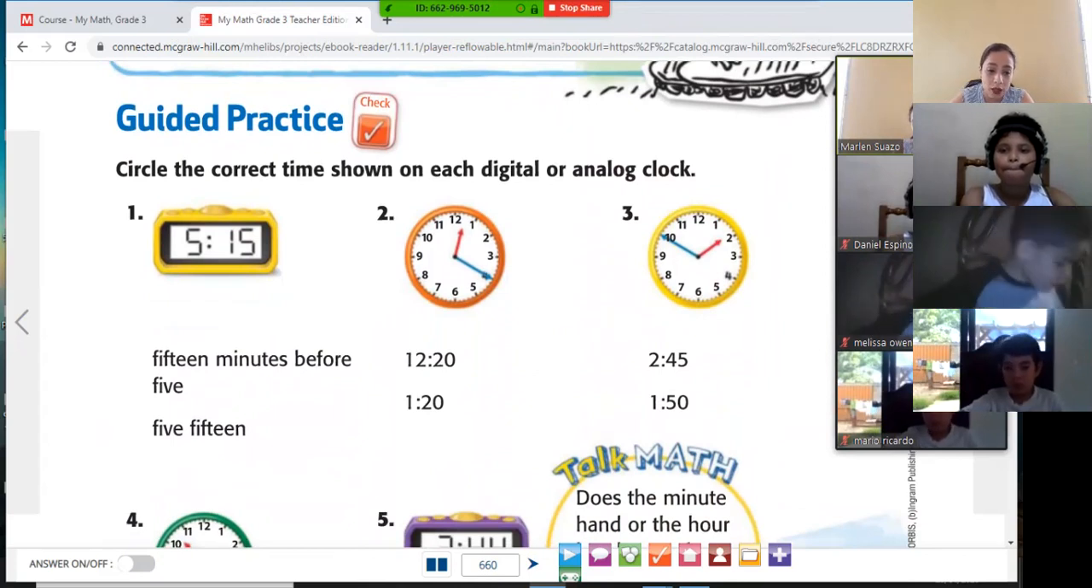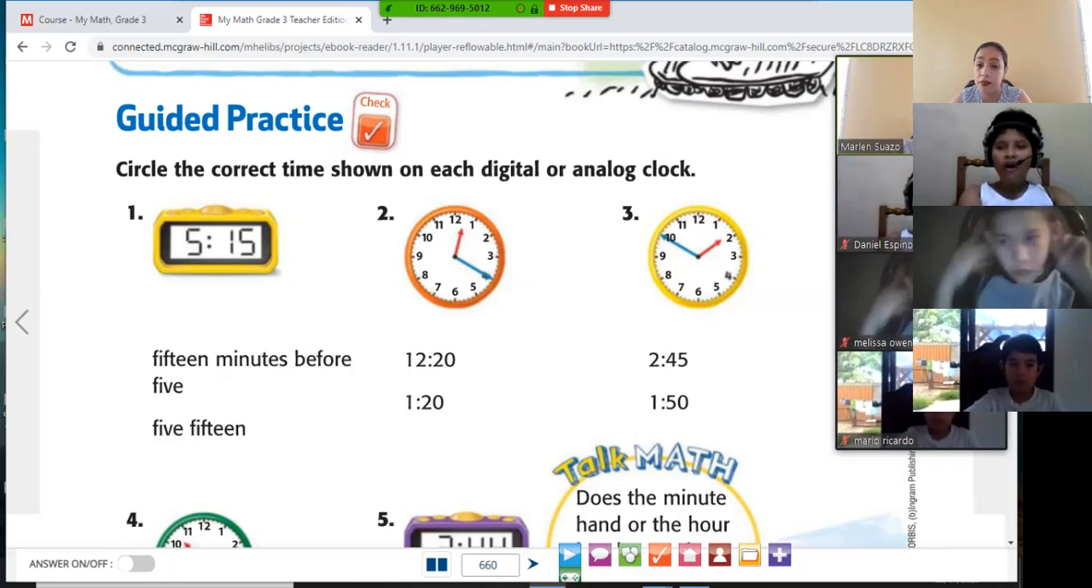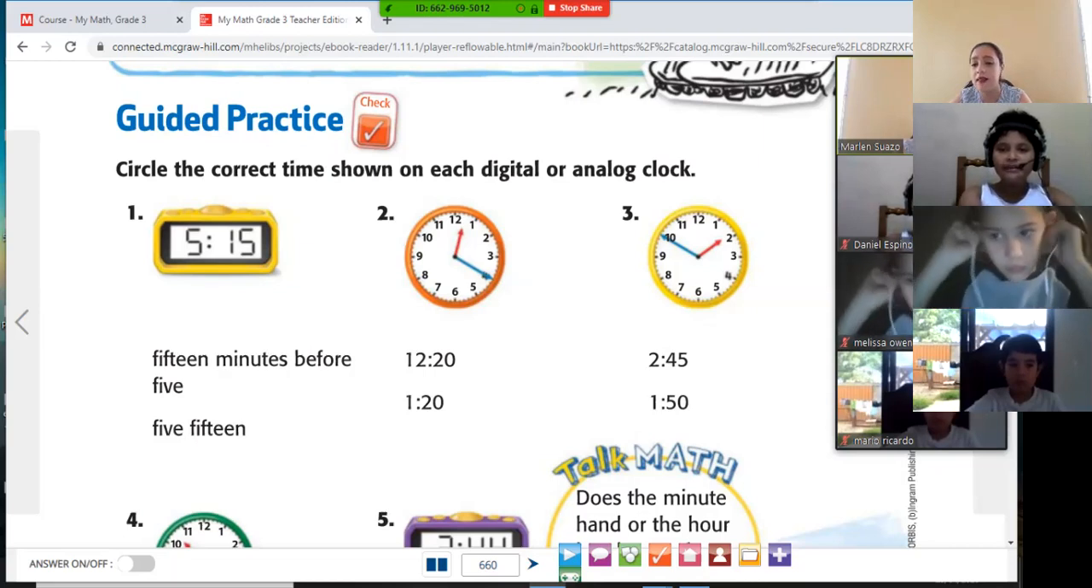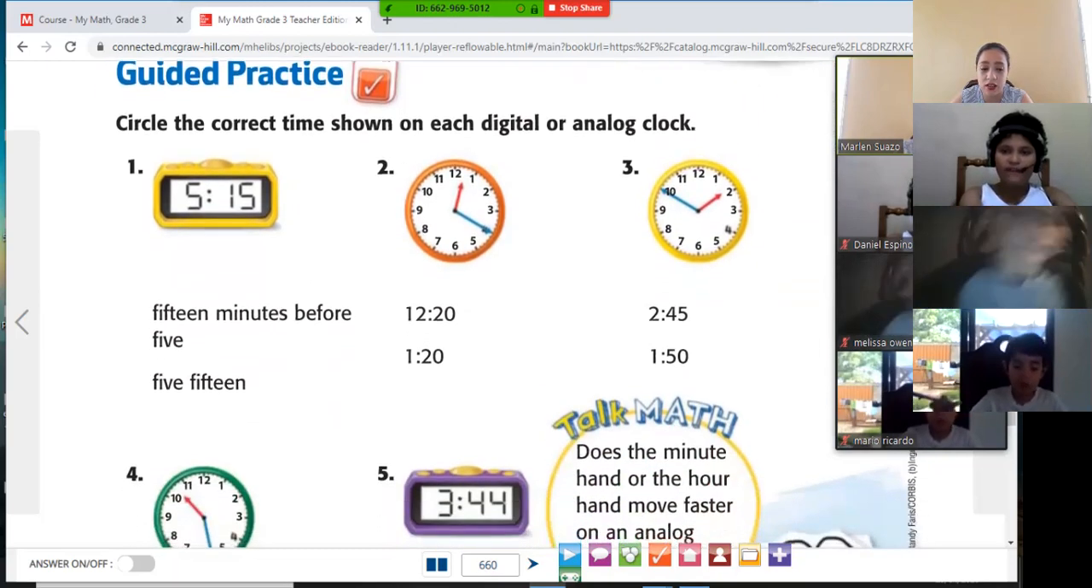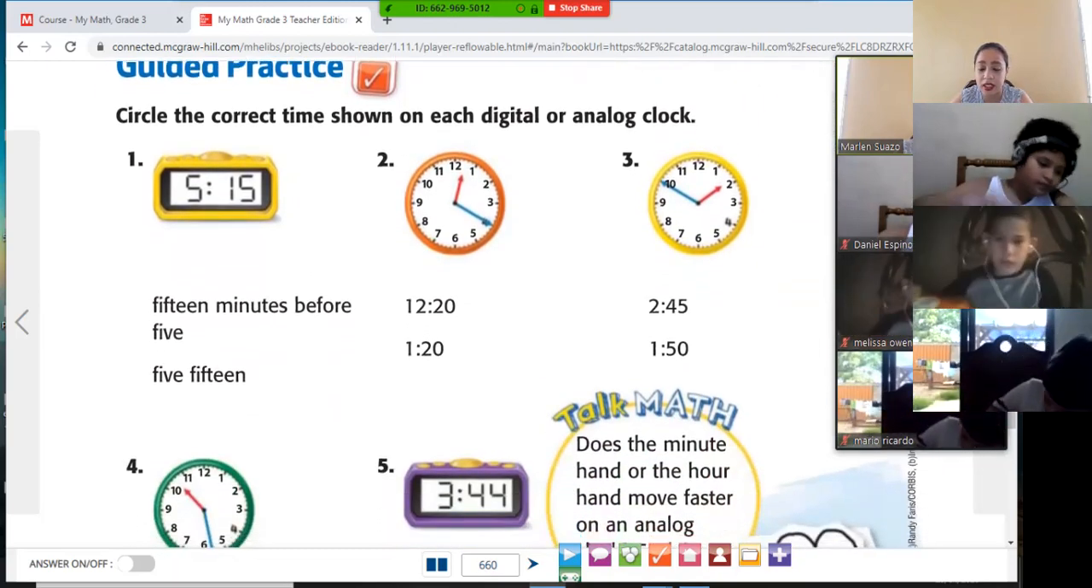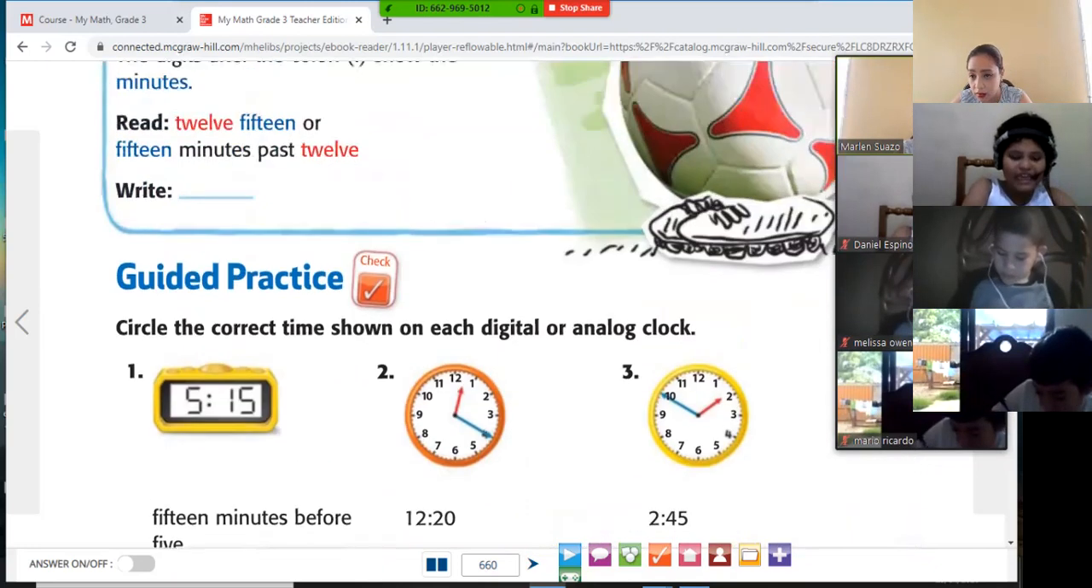Now, what time is it on clock number 1? It is 15 minutes before 5 or it's 5:15? The answer is 5:15. So circle 5:15.